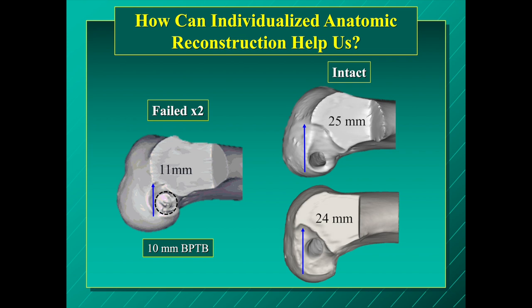For example, on the left, an attempt was made to place a 10mm BTB graft anatomically in an 11mm notch, which failed twice. However, as seen on the right, higher notches are more accommodating.